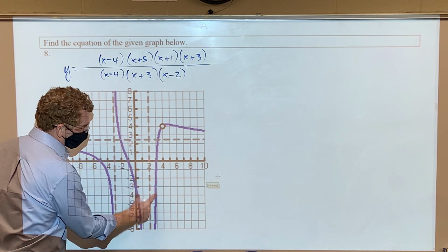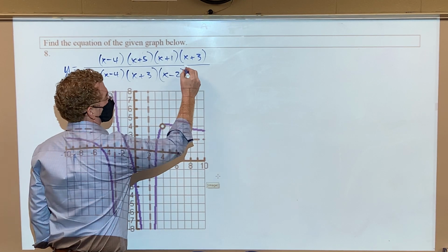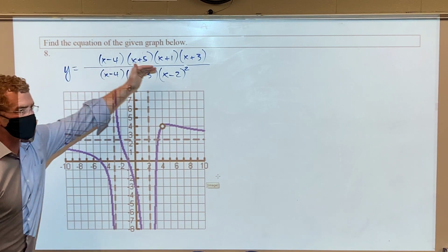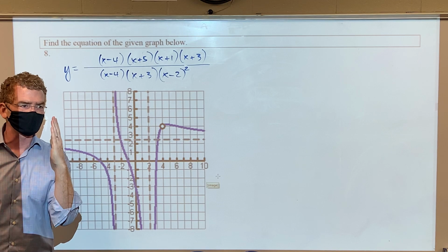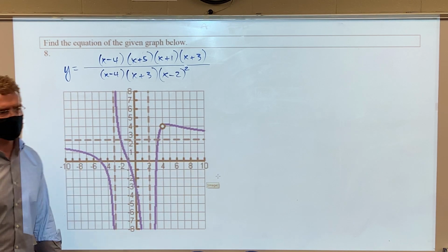And I go back and I go, oh, look at that. There's the volcano happening right there. So right there, that should have been squared. Now I have an x to the fourth over an x to the fourth. But an x to the fourth over an x to the fourth would have given me a y equals 1. And is this a y equals 1? What's it look like to you?